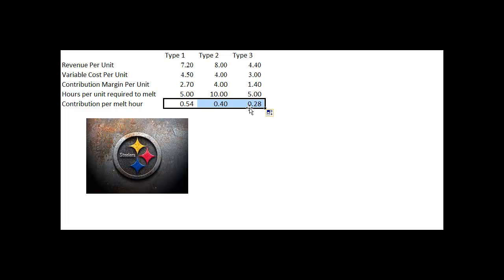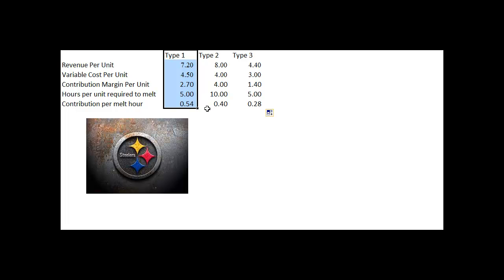This is where incremental analysis is valuable, because what this tells me is that each hour I run that furnace, I'm getting a contribution margin of this, or this, depending on which product I run. So given this information, we should tell our marketing department, push this product, do whatever we can to get more orders of type 1 metal, because we make more per hour that it runs in the furnace. Even though type 2 sells for more per pound, this is the one we should push because we can produce more pounds at almost a rate of 2 to 1.